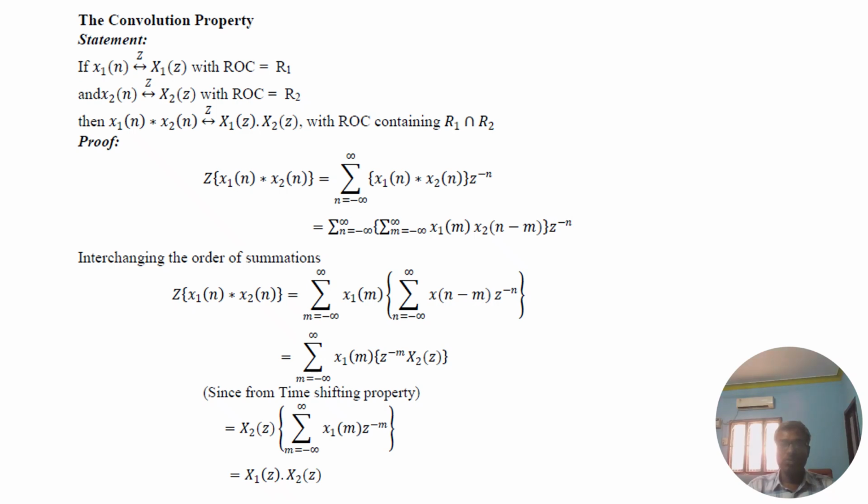In order to prove this property, replace x of n by x1 of n convolution x2 of n. After replacing, just substitute the convolution formula. That means x1 of n convolution x2 of n can be written as summation x1 of m into x2 of n minus m. After that, rearrange the terms. After rearranging the terms, put n minus m equal to p. Then z power minus n will become z power minus m plus p. After that, just by rearranging the terms, finally we will get x1 of z into x2 of z.